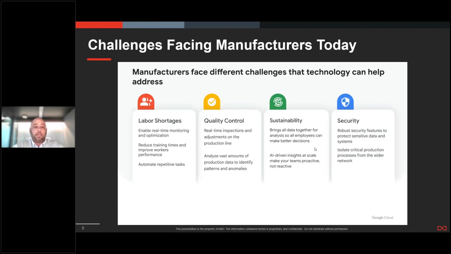Finally, as manufacturers adopt more connected technologies, they become increasingly vulnerable to cyber attacks. Cloud providers offer robust security features to protect sensitive data and systems. However, edge computing can isolate critical production processes from the wider network, reducing even further the risk of disruption from a cyber attack.